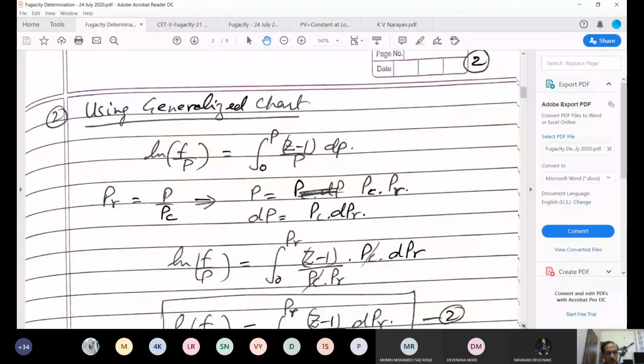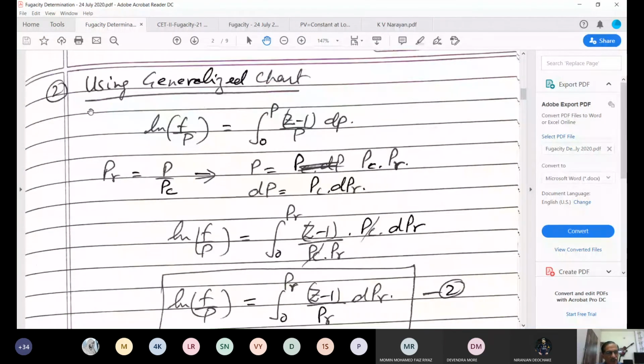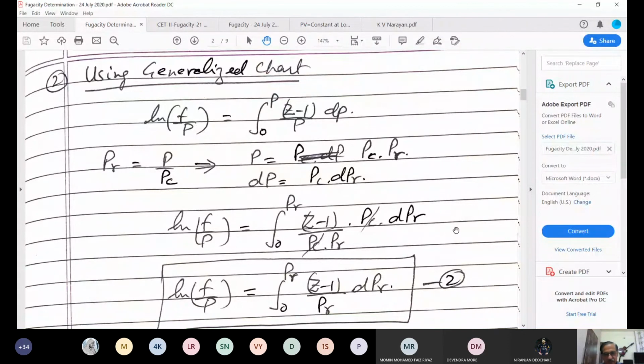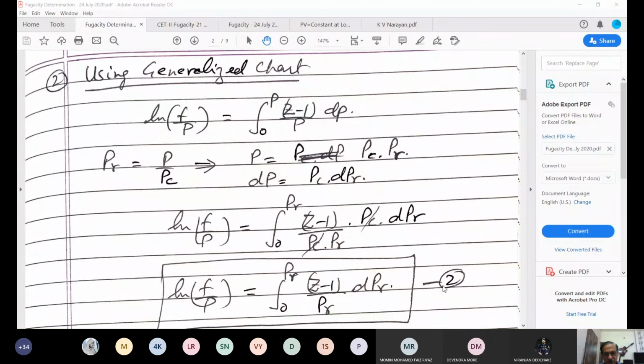So the next method is using generalized charts. You must have seen charts of compressibility factor versus pressure, right? You saw them in CET 1, didn't you? Did you see the compressibility factor charts in CET 1 or not? Hello? Yes sir. Speak up, why don't you reply?